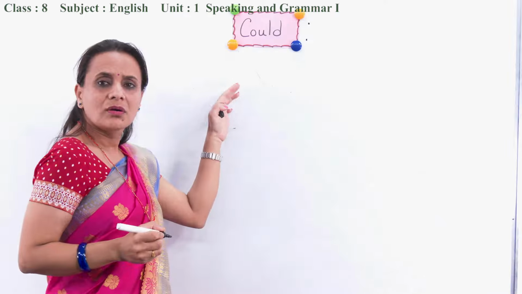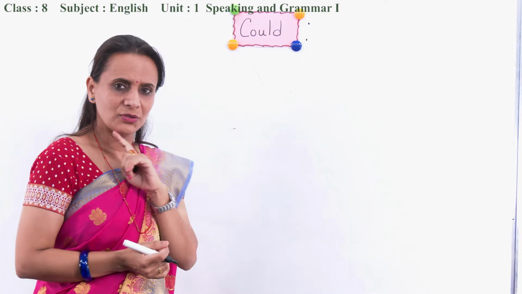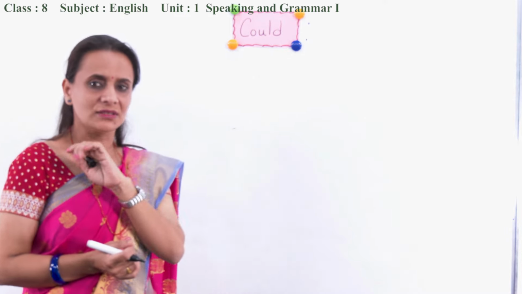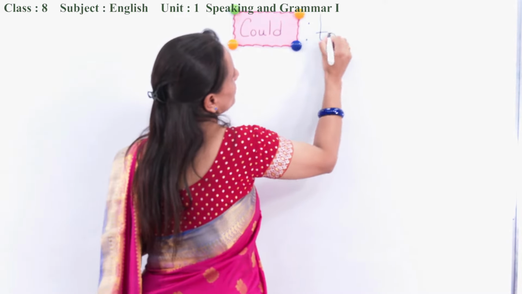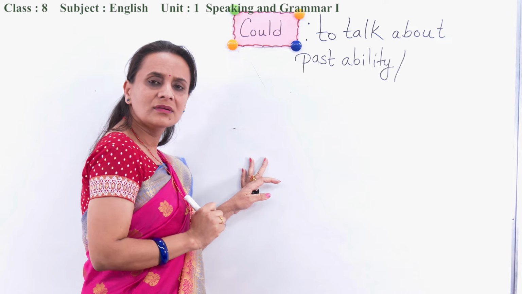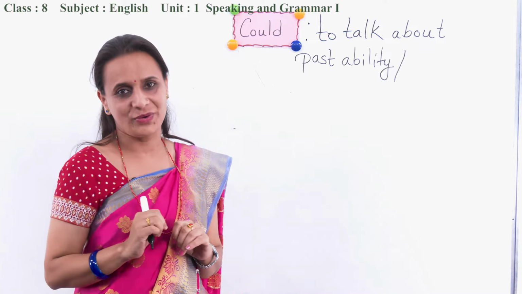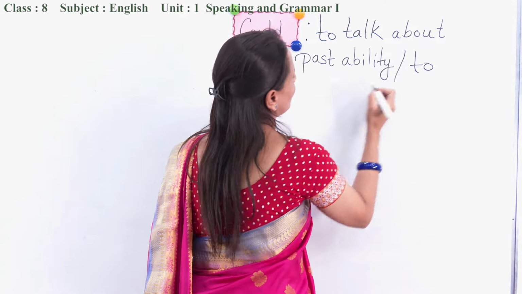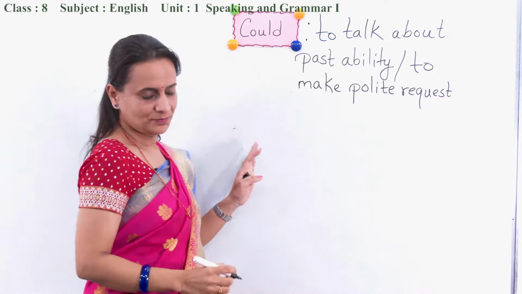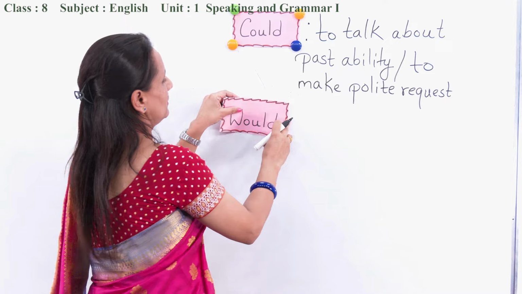Let's write it once. Why is it used? We did it. Very good. To talk about past ability. Very good. To talk about past ability and another. Very good. To make polite request. Now see, now the use of another word, that is would.